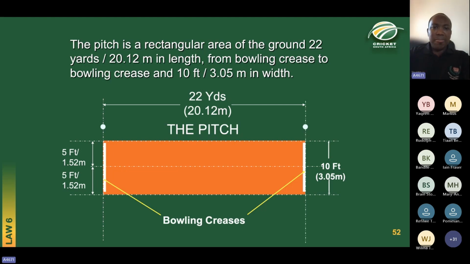The measurements to remember here are 20.12 meters from middle stump to middle stump, or from bowling crease to bowling crease, and 3.05 meters in width. Note that this is wider than the return creases, which we will see and study in the next law. The 3.05 meter width is often seen by the cut that differentiates the pitch from the rest of the square.